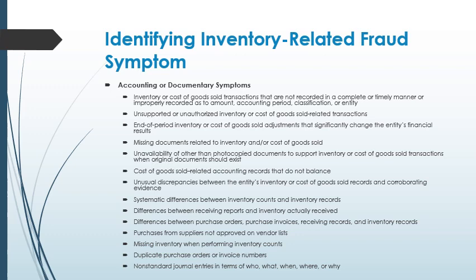cost of goods sold related accounting records that do not balance, unusual discrepancies between the entity's inventory and cost of goods sold records or corroborating evidence, systematic differences between inventory counts and inventory records, differences between receiving reports and inventory actually received, or purchase orders, purchase invoices, receiving records, and inventory records. Purchases from suppliers are not approved on the vendor list, missing inventory when performing inventory counts, duplicate purchase orders or inventory numbers, and non-standard journal entries in terms of the who, what, when, where, and why.